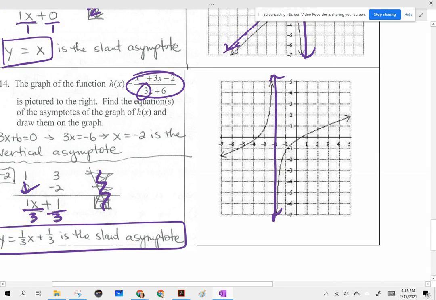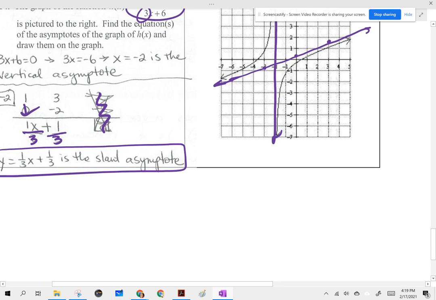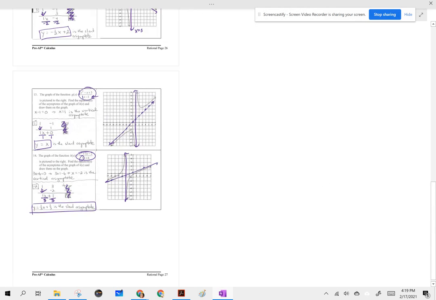So I'm going to start right here at about 1/3, and then go up 1 and then over 3. Okay, and then up 1, over 3, down 1, over 3, down 1, over 3, and just sketch that. Okay, and that's it. Make sure you address any questions that you have.